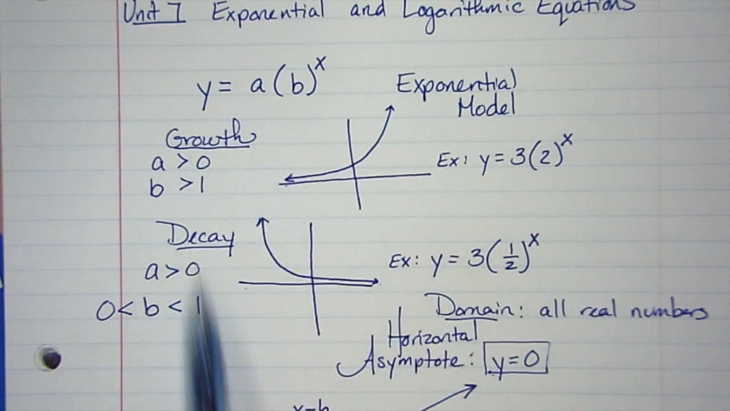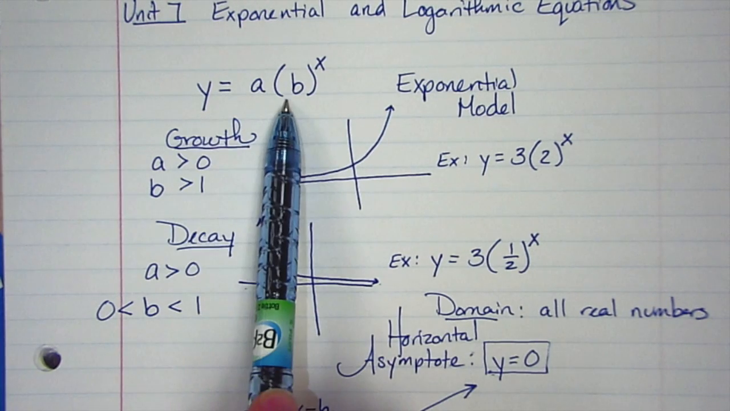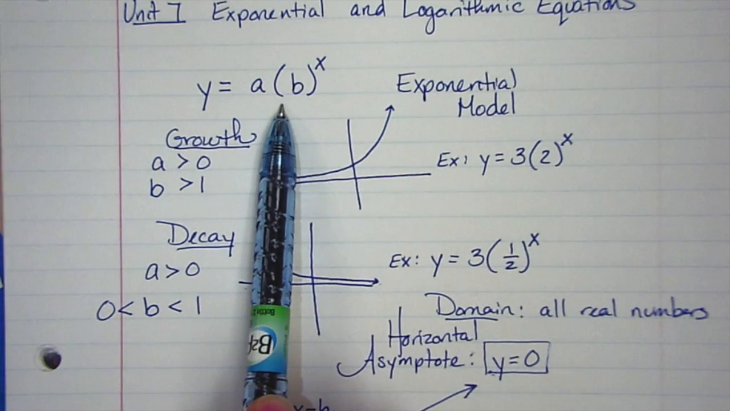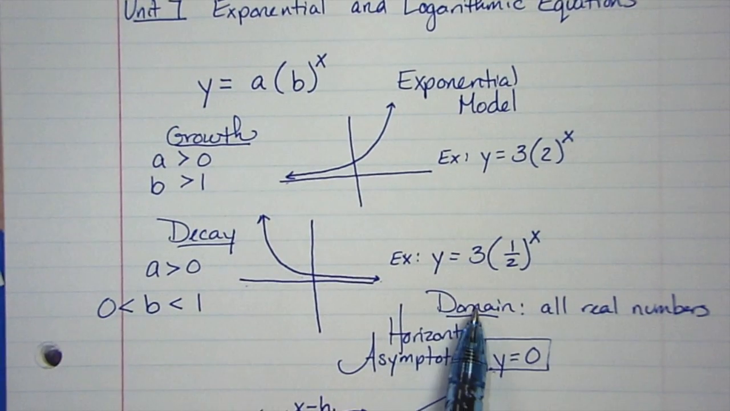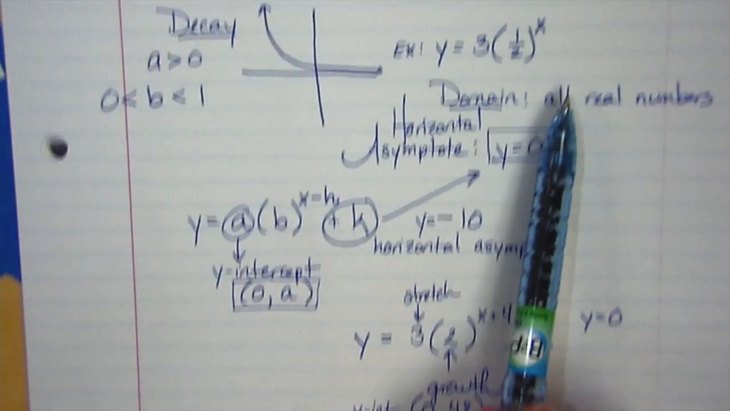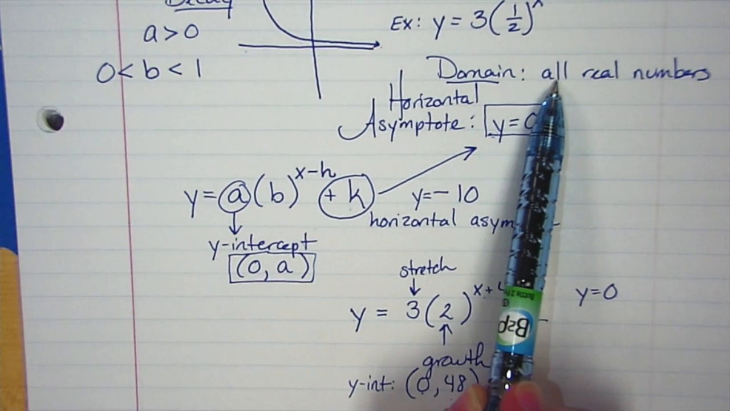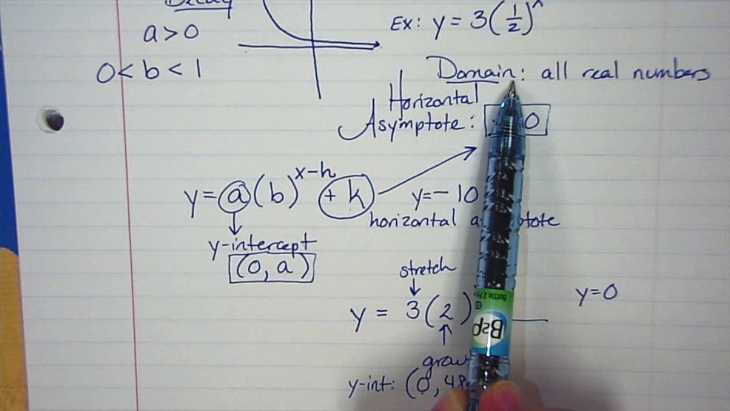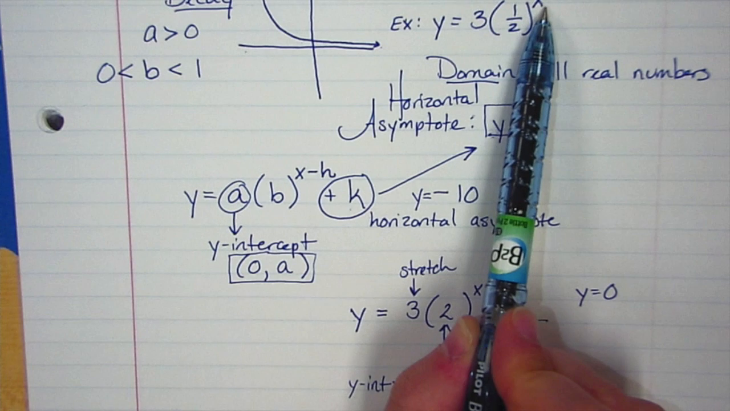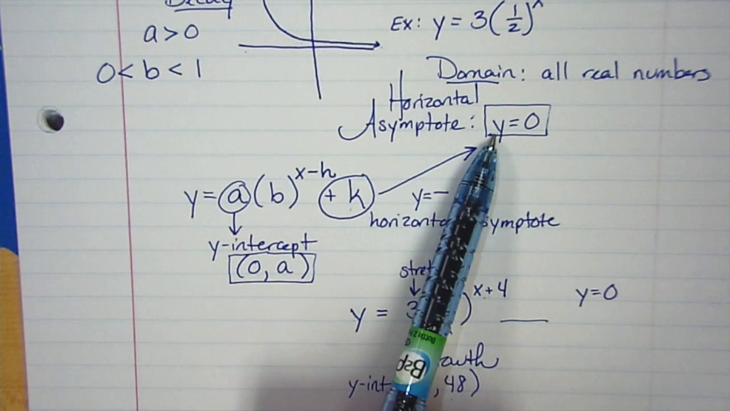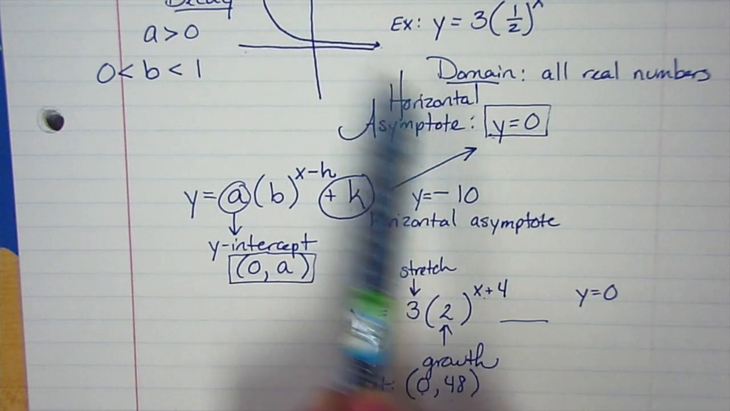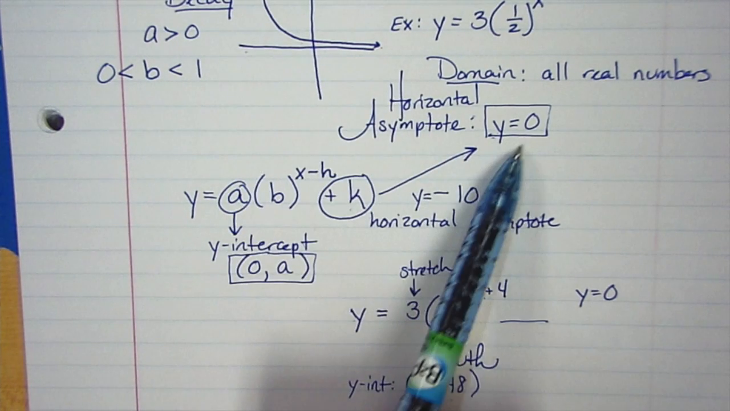So in this lesson here, we talked about the parent function of an exponential model. We talked about how to identify growth and decay looking at an equation. We discussed that most exponential equations have a domain of all real numbers. That means any number can go in for x and work. But not every number can go in for y. That means we will have a horizontal asymptote at y equals 0.